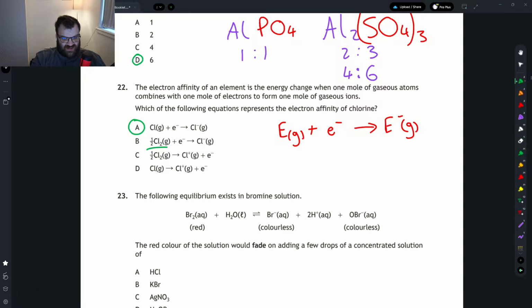Because this is half a mole of molecules. Half a mole of molecules. That could be right. But they've got us splitting apart. Yeah, so it's splitting. We're losing electrons, not gaining electrons. That's the ionization energy it's looking like for that one. So A would need to be correct for that one.